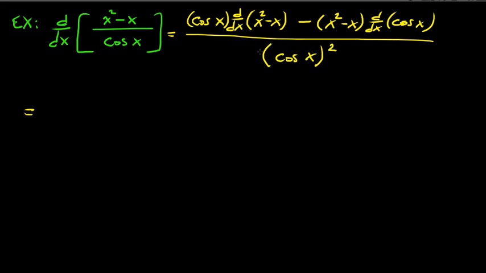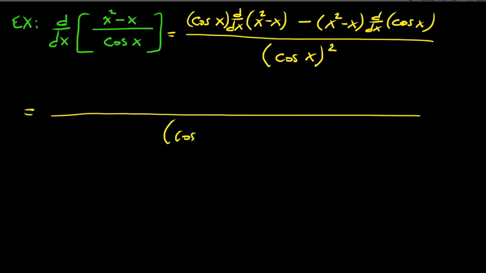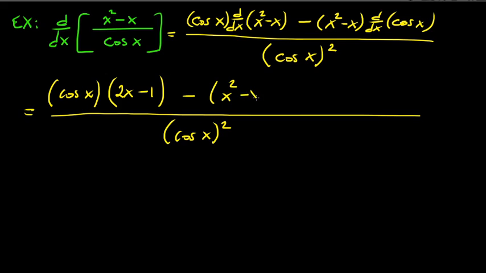Right, and then the rest is just, well, actually, we still have to take the derivatives here. So there's the denominator squared, right? So we still have cosine of x, and then the derivative of x squared minus x, 2x minus 1, minus x squared minus x, and then the derivative of cosine, negative sine. And that's it, right? That's the derivative. Of course, it's a mess, so the rest is just algebra, right?